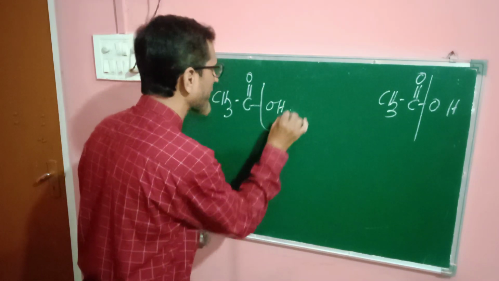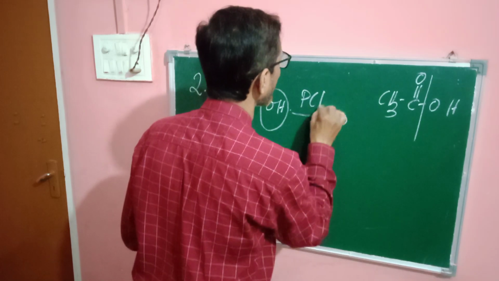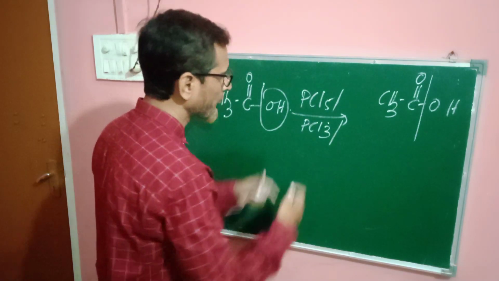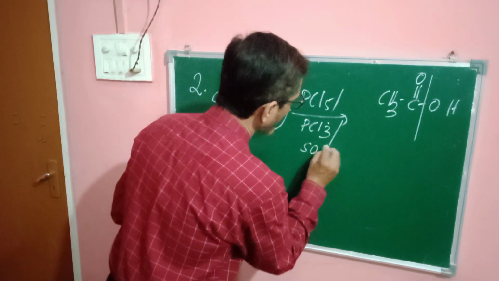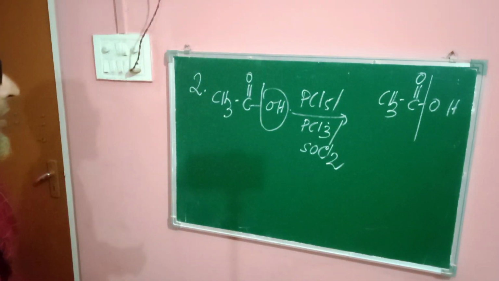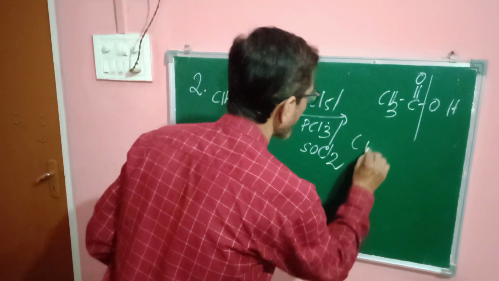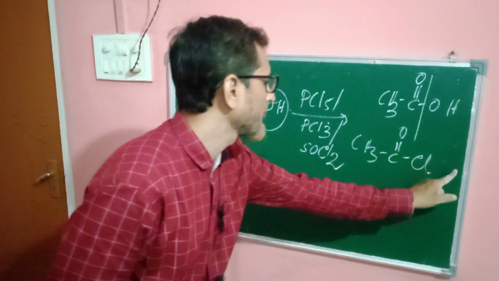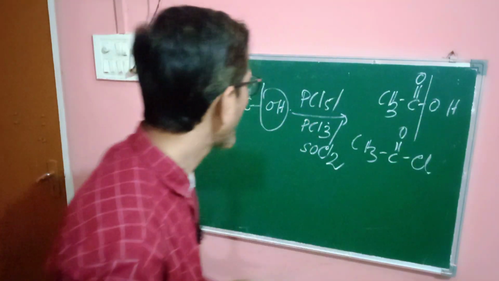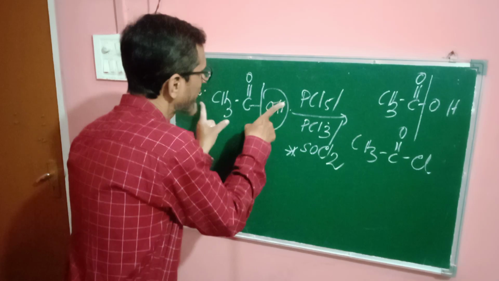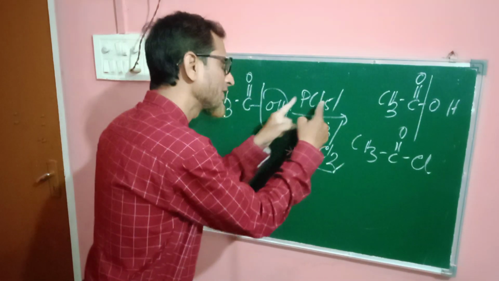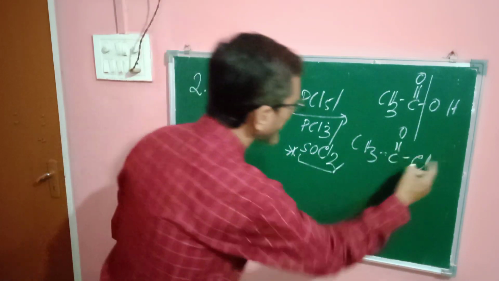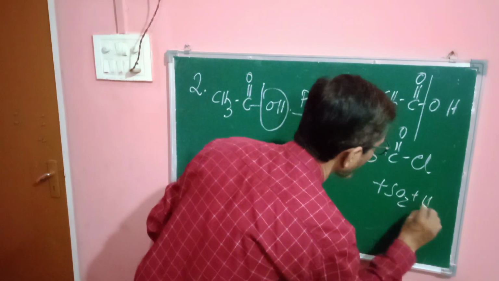We are concerned with that OH. Am I right? So if you give PCl5, if you give PCl3, individually, in all cases you are getting CH3 C double bond O Cl. Here you are getting POCl3, and lots of side products are there. If I make this compound react individually with this you are getting this, individually with this you are getting this, and with this we are getting this along with sulfur dioxide and HCl.